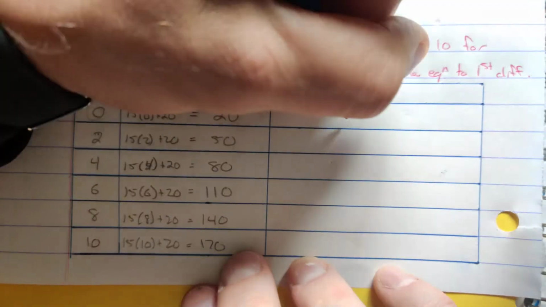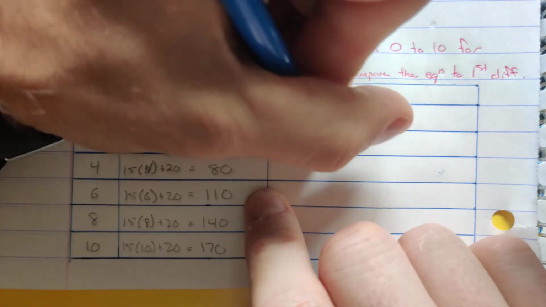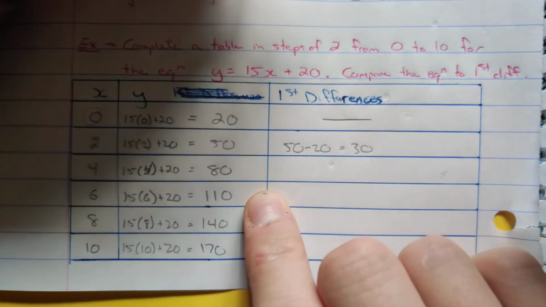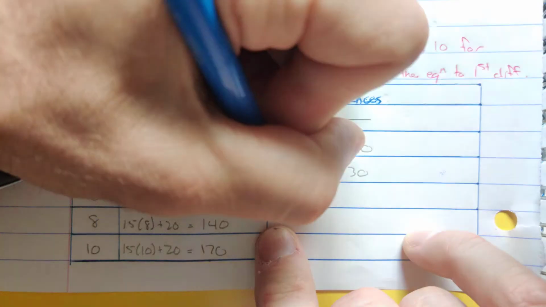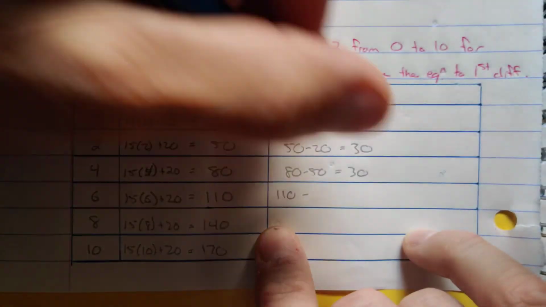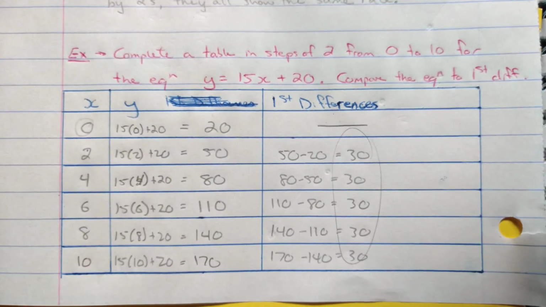Now to calculate our first differences, scratch off the first one. 50 minus 20 equals 30. 80 minus 50 equals 30. 110 minus 80 equals 30. 140 minus 110 equals 30. And 170 minus 140 equals 30. So there's all our first differences. So there's our 30 there.